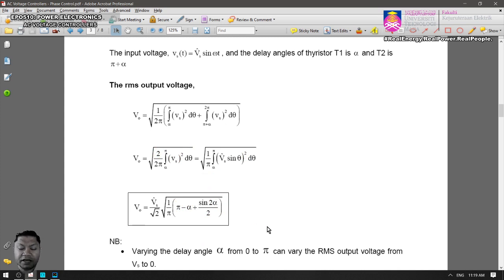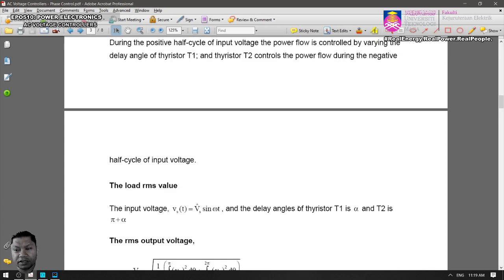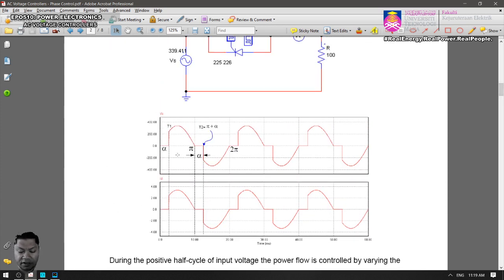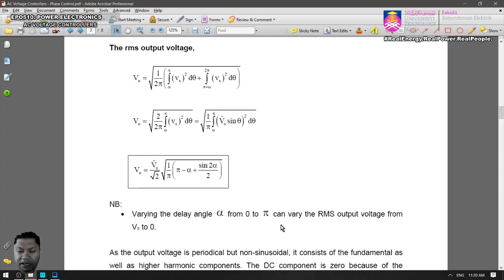So by varying the delay angle alpha from 0 to pi, you can also vary the RMS output voltage from Vs to 0, isn't it? So if you vary the value of alpha, if you move alpha now to there, it will follow the same waveform. You go further, so a different wave shape now, so you're going to have a different level of RMS. Now you can control alpha from 0 to pi, and finally if you have alpha equals to pi, your output is 0. When you have alpha equals to 0, that becomes the full Vs RMS. If you have pi, then you have a 0 output. Okay? Right.